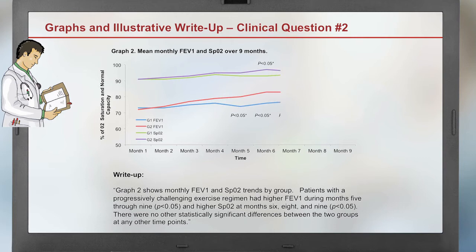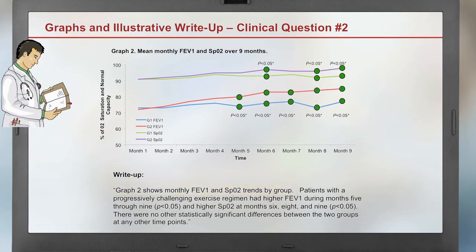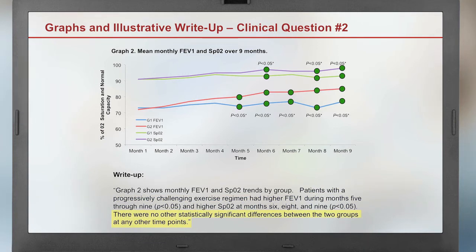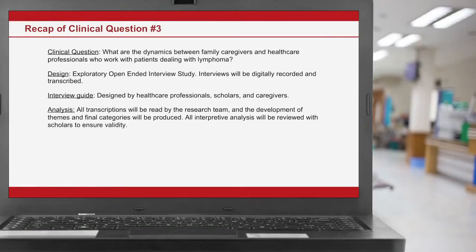This illustrative write-up incorporates one of the graphs for Clinical Question 2. The write-up starts by referring to the graph. It then reports the statistically significant differences in FEV1 and SpO2 between the two groups at several time points. The write-up concludes by stating that there were no other differences between the groups at the remaining time points.